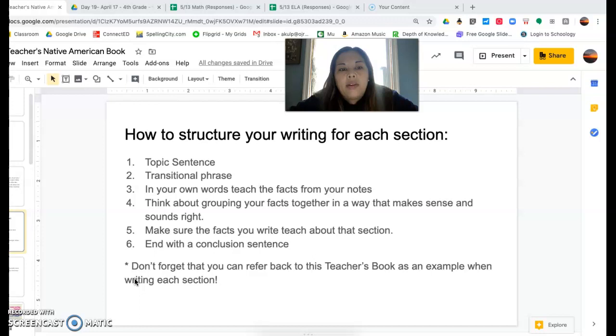And then I will also give you directions for today and then Monday as well, when you'll continue working on your book and be writing section 3.